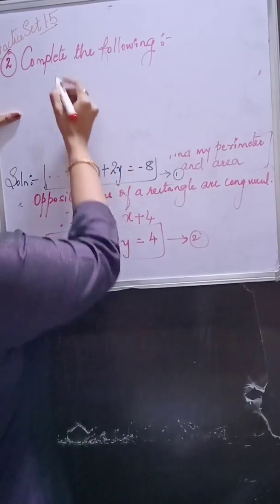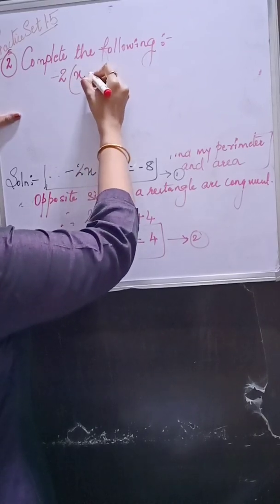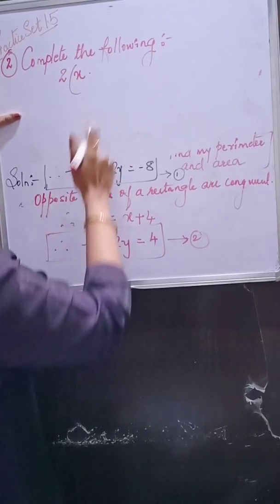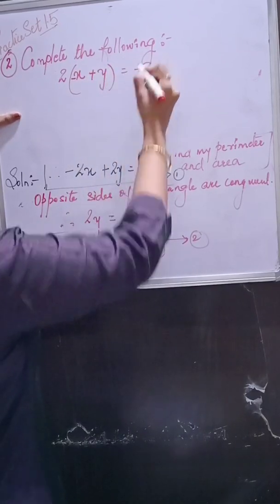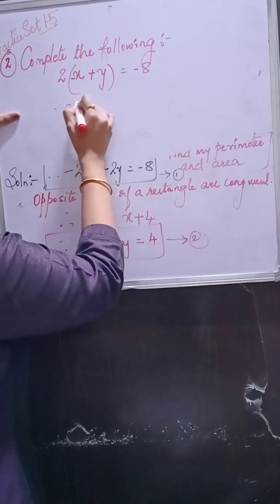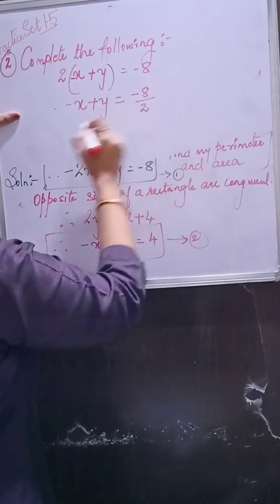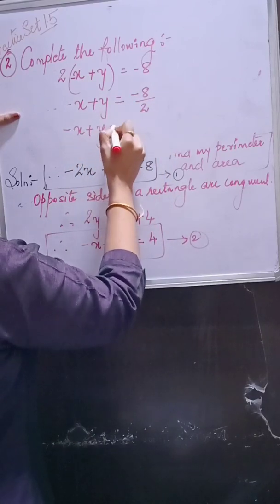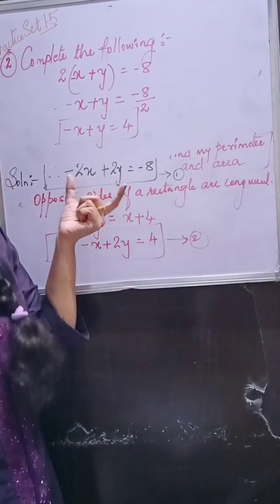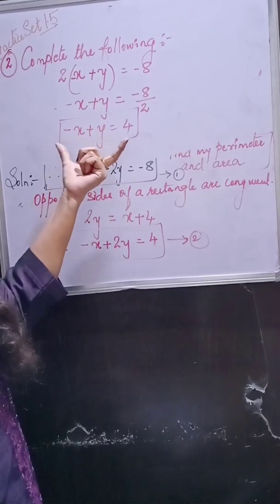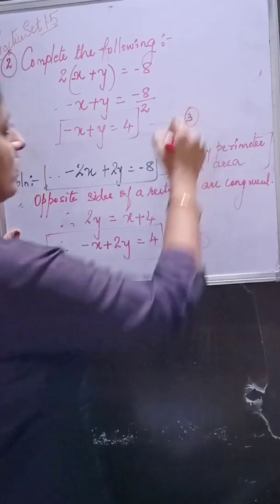So after taking minus 2 common, how will the first equation look? Only 2 I'll take common. So minus x plus y is equal to minus 8. Therefore, minus x plus y is equal to minus 8 upon 2, minus x plus y is equal to minus 4. So this is the new equation that I got after taking common. I got this as the third equation. This I'll give as equation number 3.